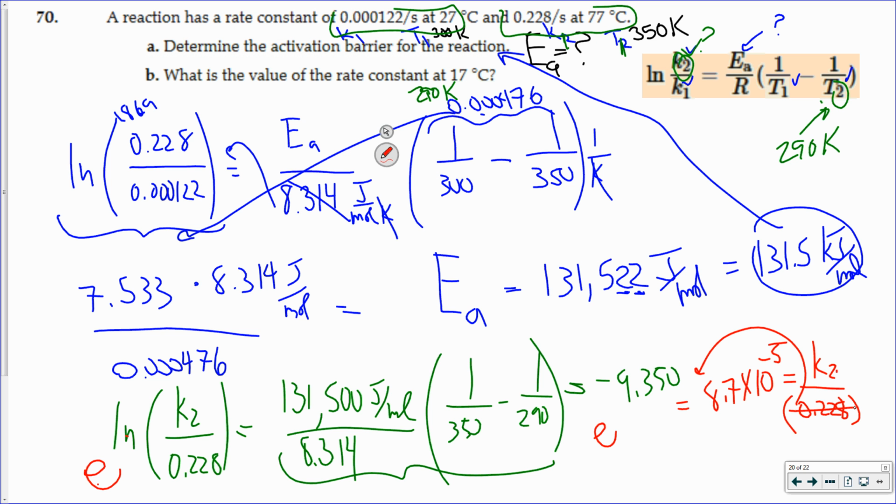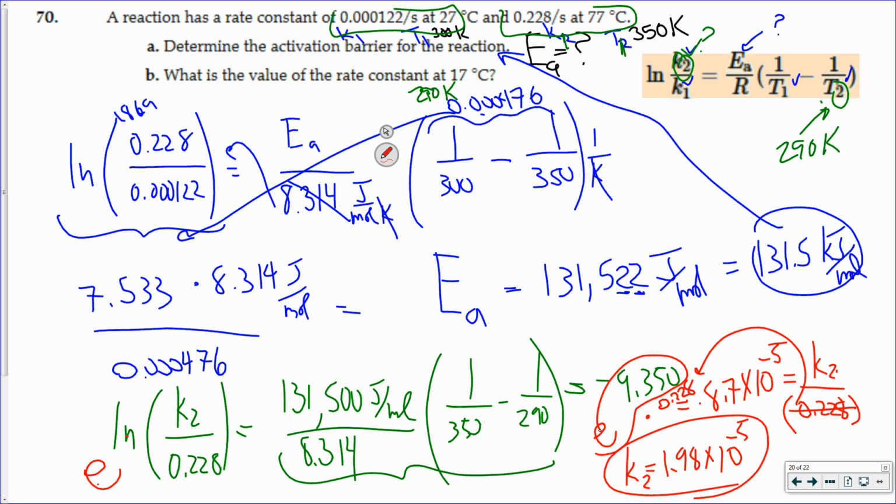So that means if I want to know what K2 is, I've got to multiply this side times 0.228. K2 is 1.98, around 2 times 10 to the minus fifth. So it'd be e to the negative 9.35 times... well, that's what I did. Yeah, e to the negative 9. Right, so this value is this value, where I'm multiplying this number times that.